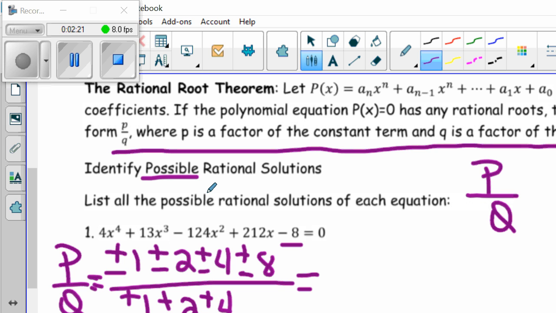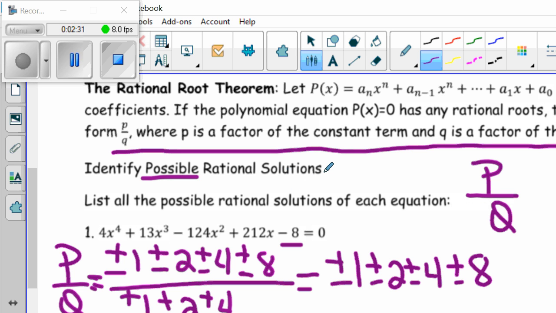If I take every number on top and divide by positive negative 1, I just get all the numbers on top. So I start out again: positive negative 1, positive negative 2, positive negative 4, positive negative 8. Now I have to take all the numbers on top and divide them by positive and negative 2. So 1 divided by 2, I would have positive negative 1/2. 2 divided by 2 gets me 1, I already have that. 2 divided by 4 gets me 1/2, I already have that.